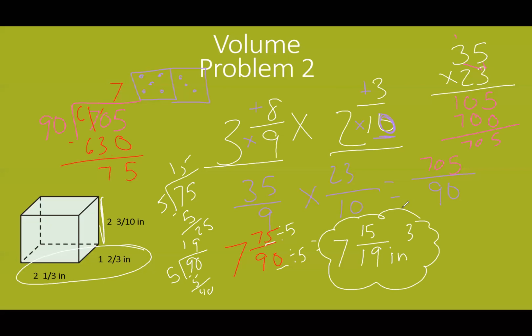And we can't reduce it anymore because 19 is a prime number, so it can't be divided by anything except 19 or 1. So we can't reduce this problem. So problem number 2, the volume is 7 and 15/19.